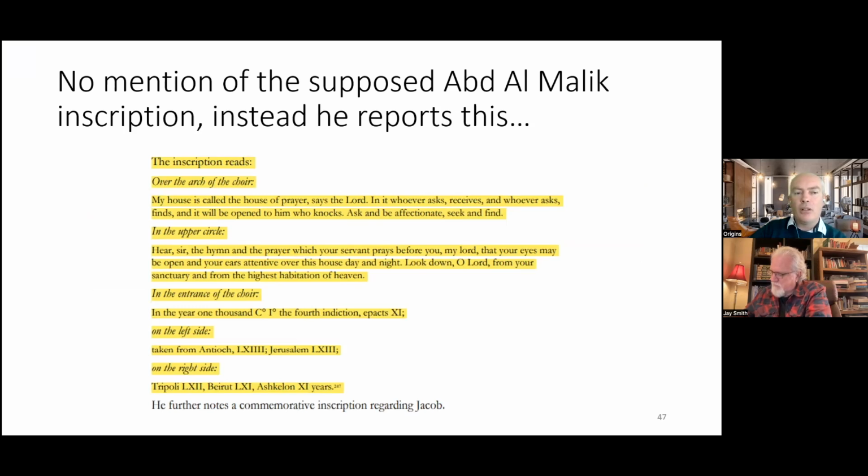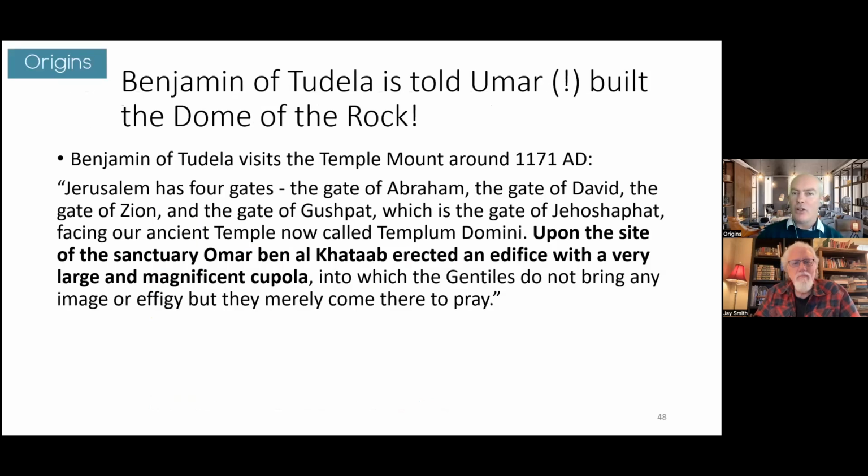In the upper circle, it says, hear, sir, the hymn and the prayer which your servant prays before you, my Lord, that your eyes may be open, your ears attentive over this house day and night. Look down, O Lord, from your sanctuary and from the highest habitation of heaven. And then there's various references to different locations around Israel. And he further notes a commemorative inscription regarding Jacob, but no reference to the Abd al Malik inscription, no reference to the 20-meter inscription that you see today. So I think this is really damning evidence.